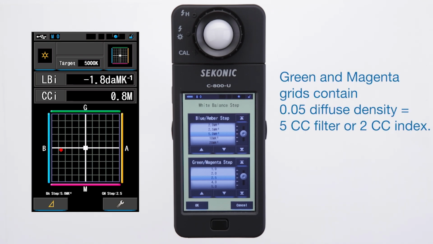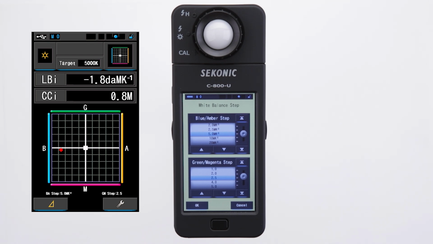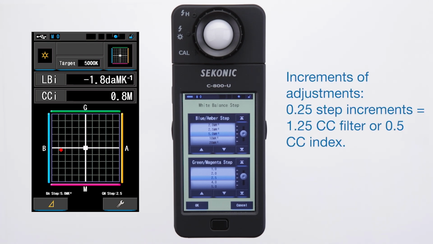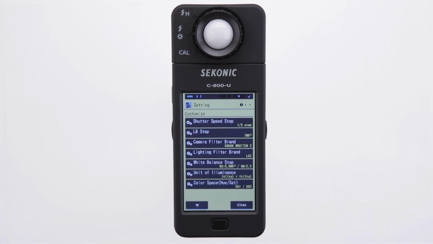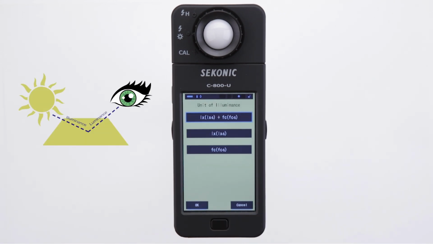The green and magenta grids contain 0.05 diffusion density, which is the equivalent to a 5cc filter number or 2cc index. The increments of adjustment are in 0.25 step increments, which is the same as a 1.25 cc filter number or 0.5 cc index. Next is the unit of illuminance.